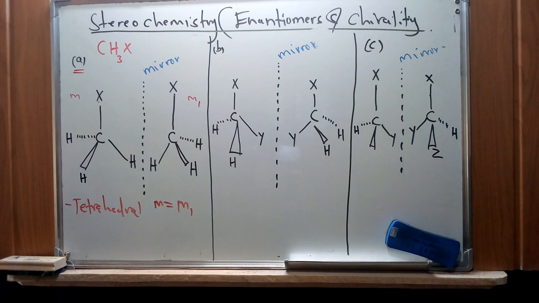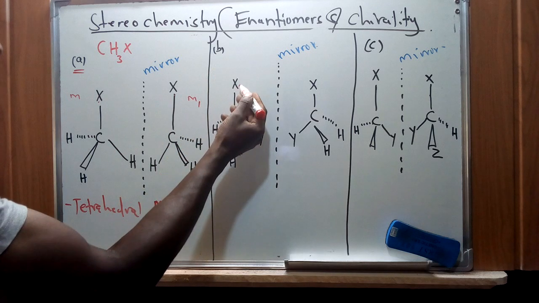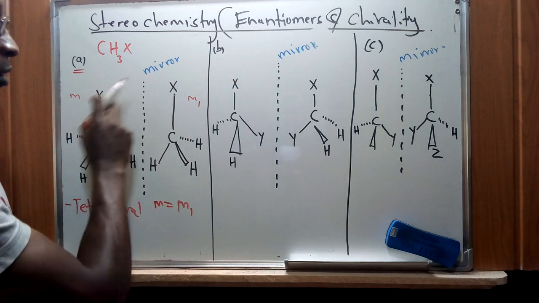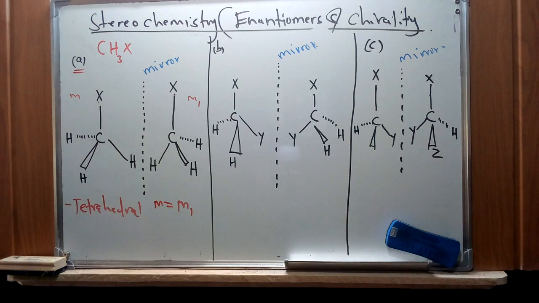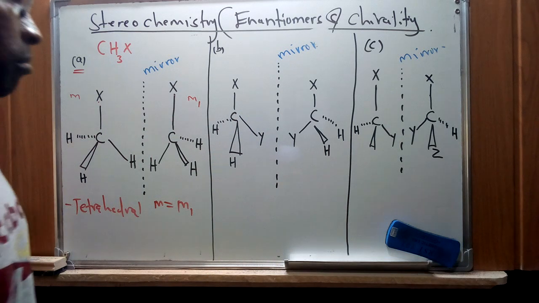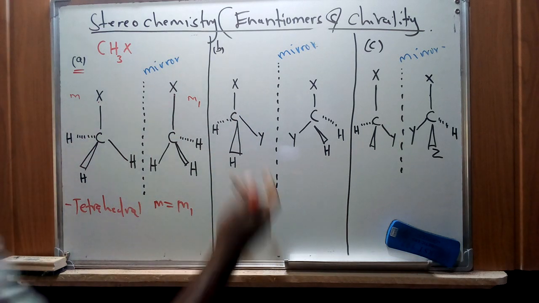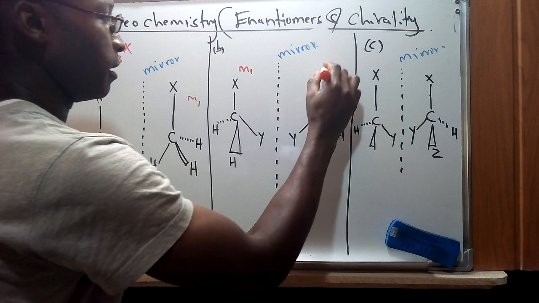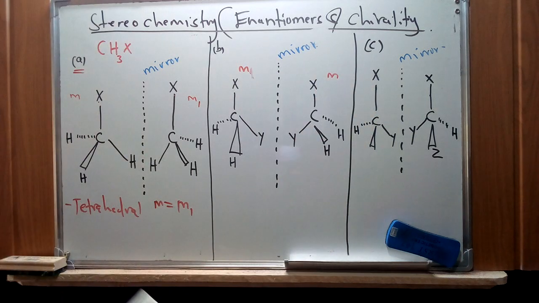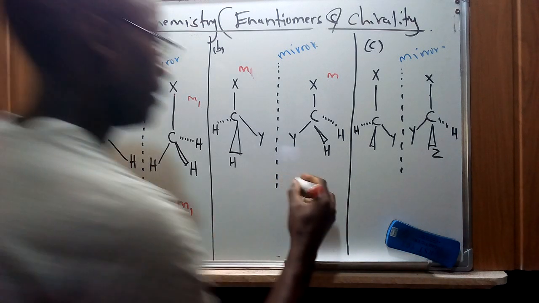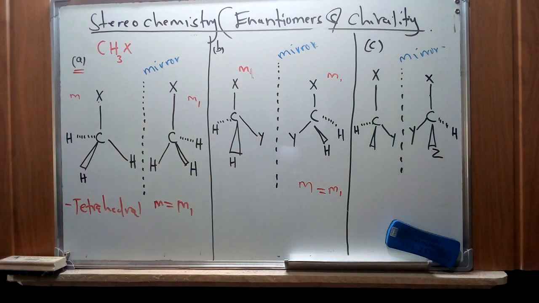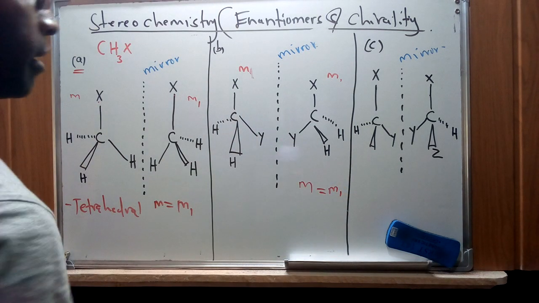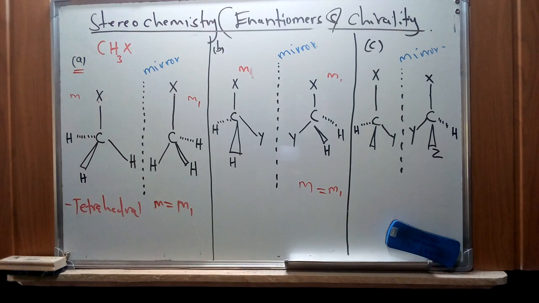Suppose we have scenario 2, whereby there's a substitution at this point X, and there's a substitution for hydrogen at this point Y. If we do the same step for this kind of molecule by finding its mirror line, we'll find that the image that is formed, M1, is also going to assume that M equals M1, whereby for these two substitutions, there will be a mirror image formed, which will be the same compound as the first one.